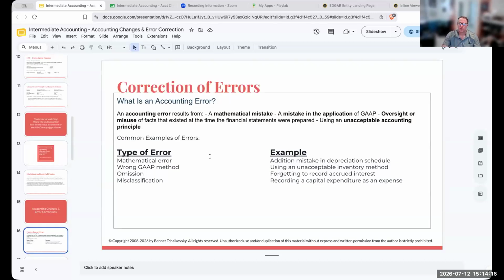Okay. Errors. These happen, right? And the best thing I can tell you to do is that if you do make a mistake, we own up to those mistakes and we move on. That's the best possible thing you can do.